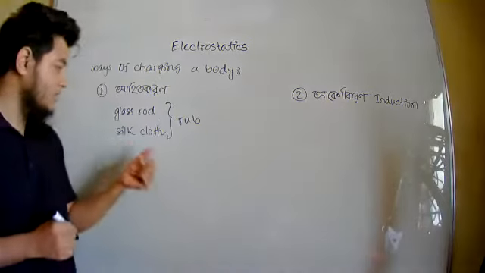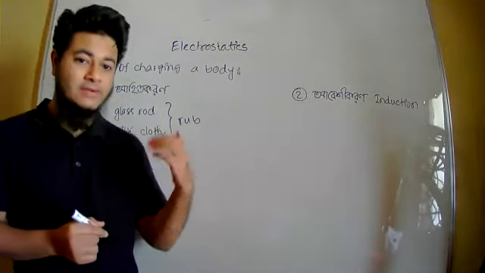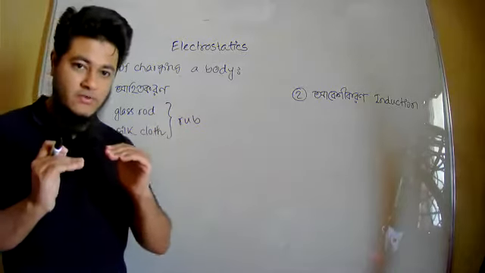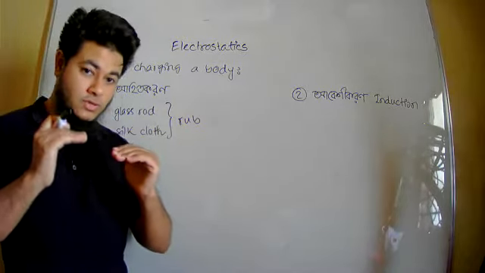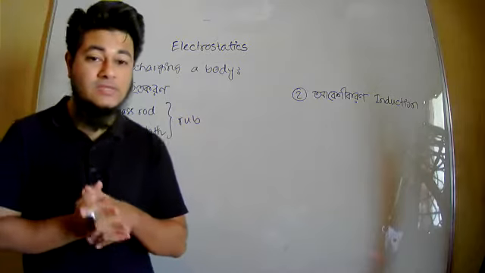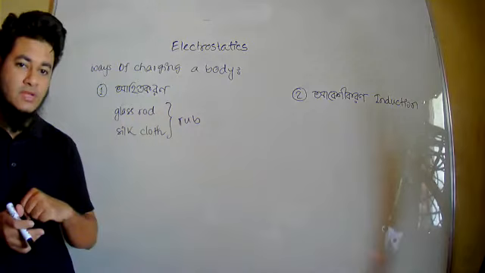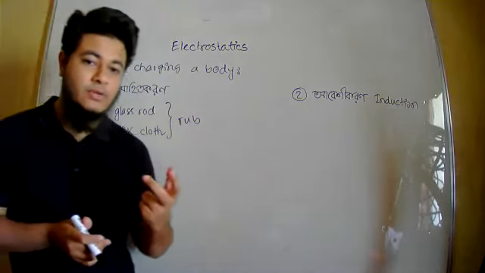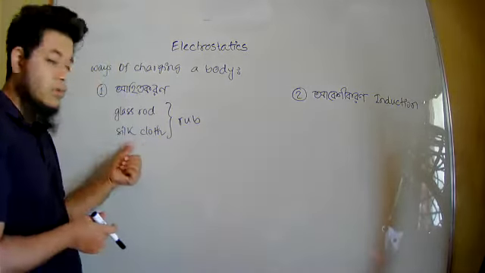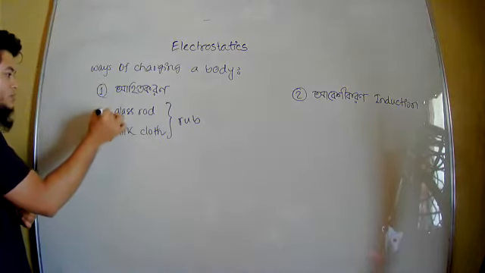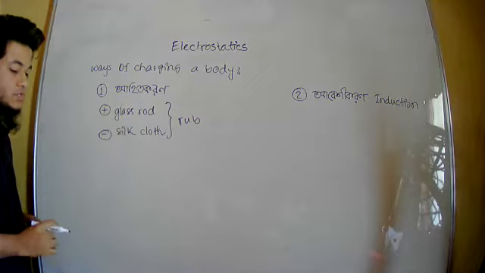So here what happens, silk cloth has higher electron affinity than the glass rod. Both of them have electron affinity, but silk cloth has higher electron affinity. So as a result, what will happen? Silk cloth will take the electron from the glass rod. So as a result, the silk cloth will become negatively charged, and the glass rod will become positively charged.